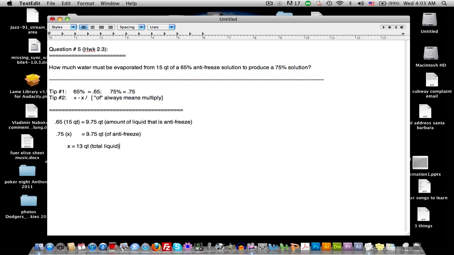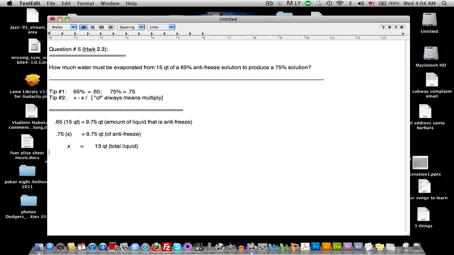Now 13, this is the amount of quarts of total liquid, antifreeze plus water. Remember, we started with 15 quarts. We knew that once water was evaporated, we'd have fewer quarts of the total liquid. We kept the same amount of antifreeze, but if it's occupying a higher percentage of the total liquid, then we obviously have less liquid total. The operation told us, let's kind of line this up, we now have 13 quarts of total liquid.